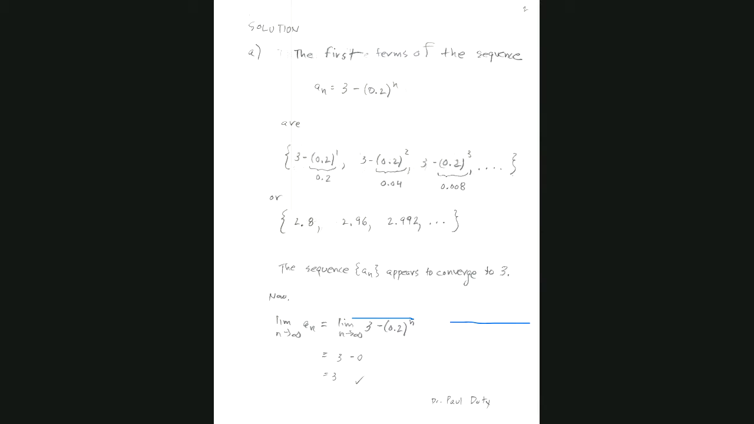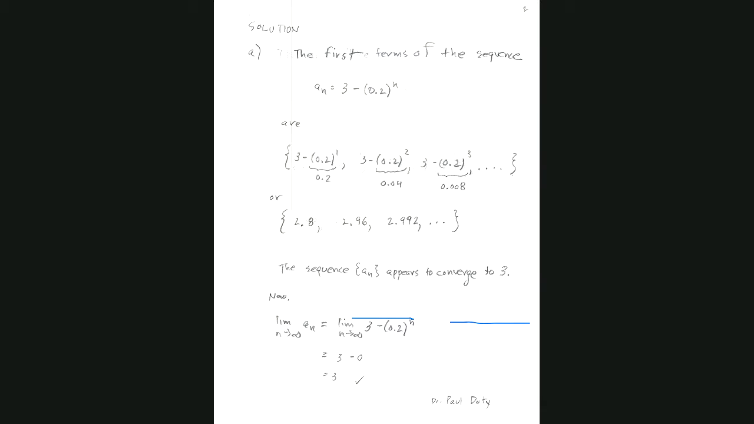So, okay. Now, the fact that this sequence converges to 3 means that this 0.2 to the nth power has to converge to 0. It has to go to 0. Well, 0.2, how can we think of this in intuitive terms? 0.2 is a fifth, right?